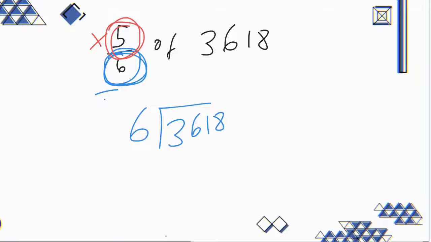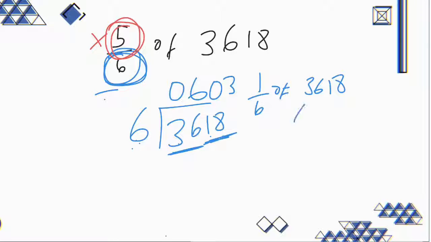Let's work it out. 6 into 3 we cannot do, so we put a 0. 6 into 36 we can do. The answer is 6. 6 into 1 we cannot do, so we put a 0. 6 into 18 we can do, we put a 3. The answer is 603. So 1/6 of 3,618 is 603. But we don't want 1/6, we want 5/6. So what we need to do now is multiply by the numerator, which in this case is 5. So let's write 603 multiplied by 5.